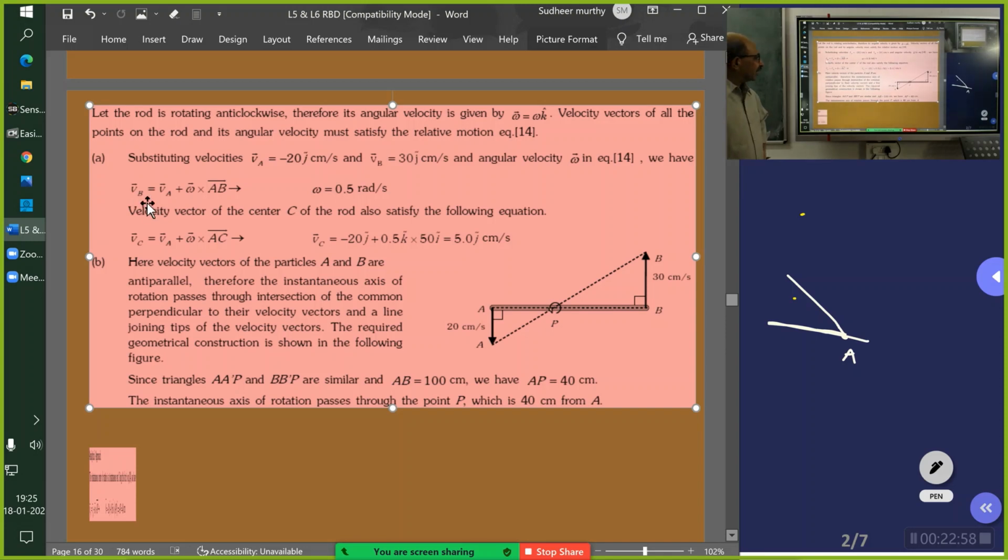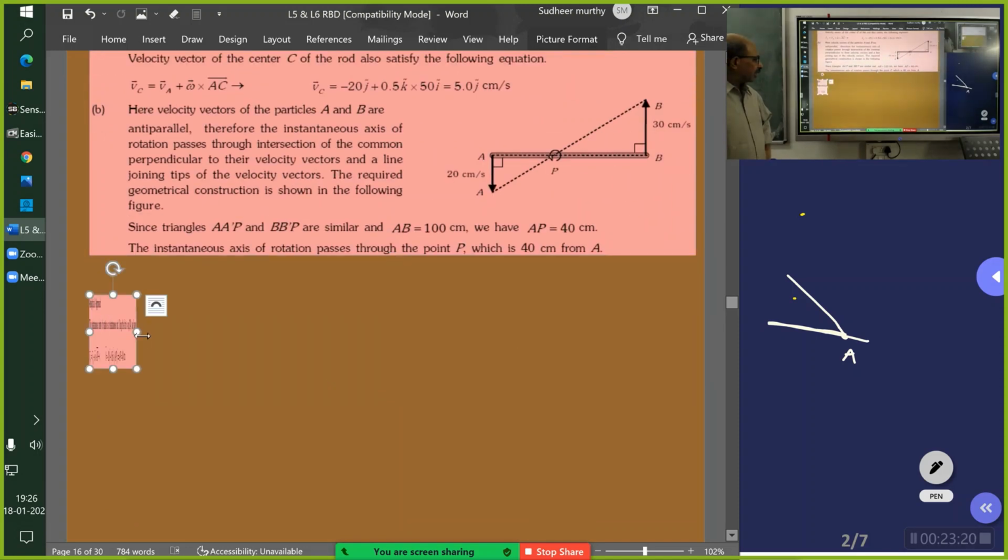So the same thing. We have written the equation here: VB bar is equal to VA bar plus omega AB bar. Same thing. What we have done intuitively, he has done very methodically by writing these equations, AB, AC. And as far as finding the center is concerned, it is the same methodology.